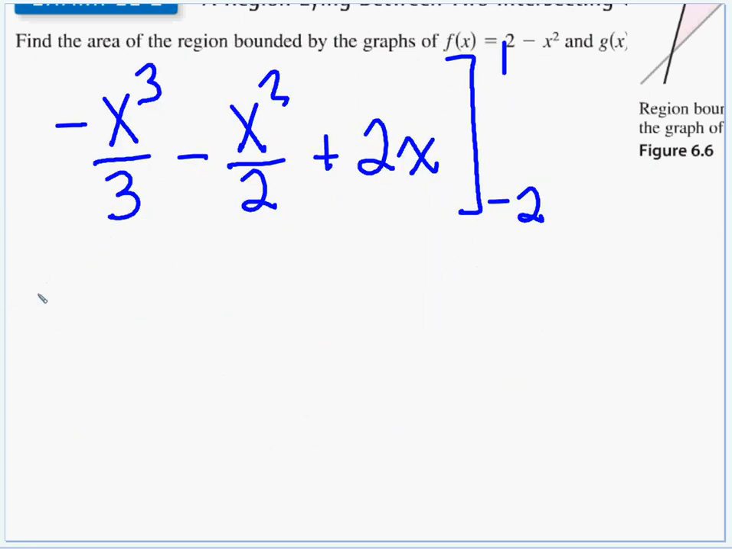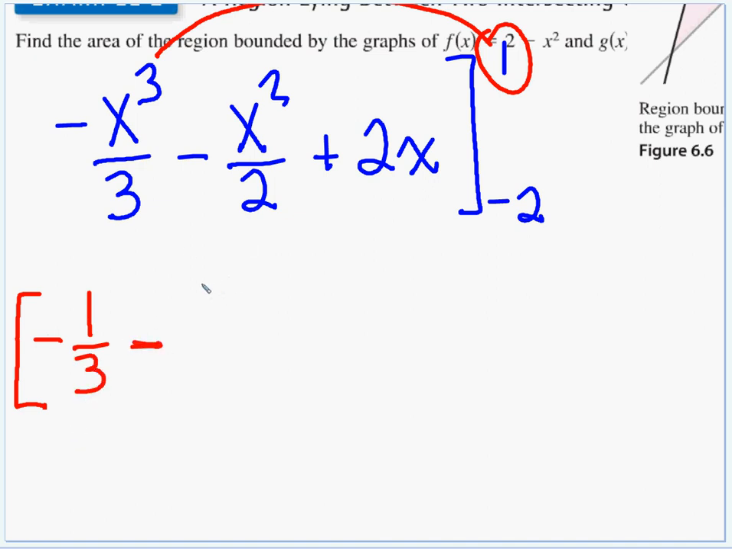All right, I'll use red for my upper limit. So this 1 is going to hop in there. That's going to be negative 1 cubed, which is 1 over 3, negative 1/3. Minus 1 squared is 1 over 2, that's a half. And then plus 2 times 1 is 2. So there's our upper limit.